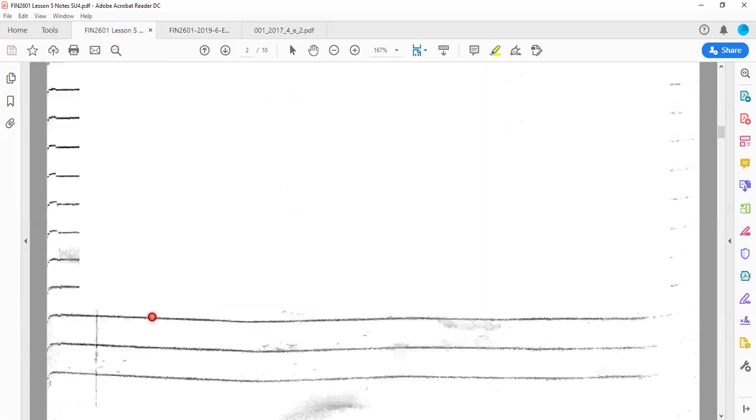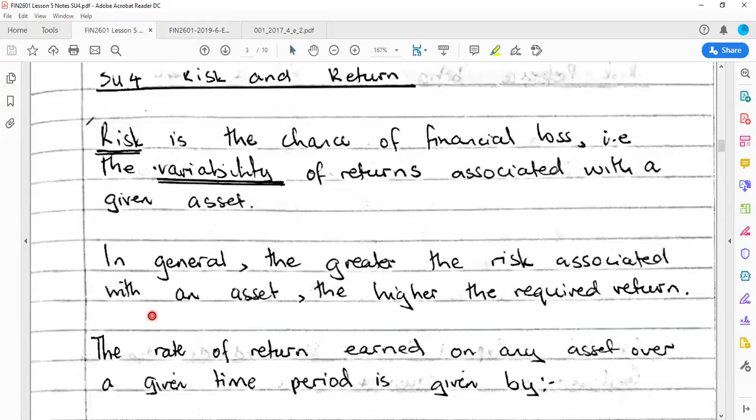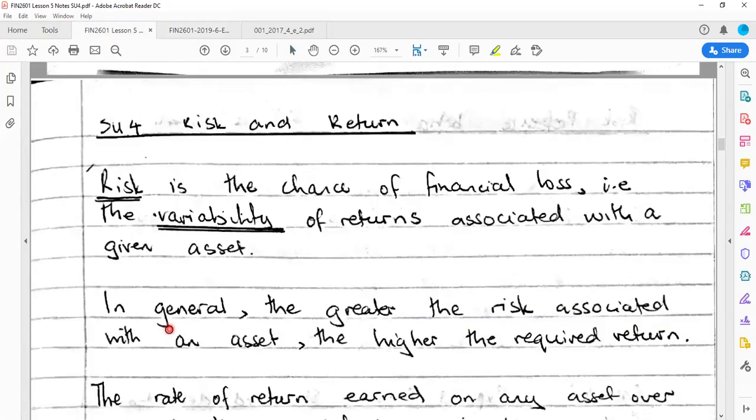Okay, so that was the work I asked you to look at. Any query there, please let me know. So today I'm going to touch on risk and return, which is study unit 4, and then after that we'll be left with one last study unit. So let's go through the study unit.